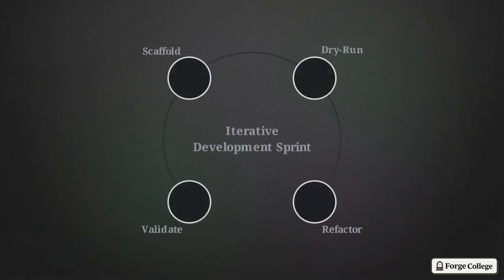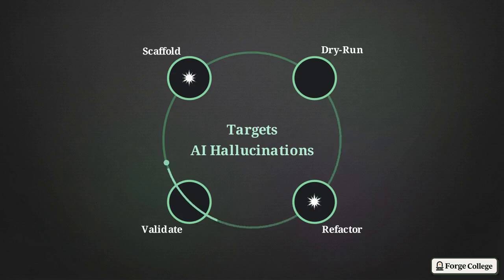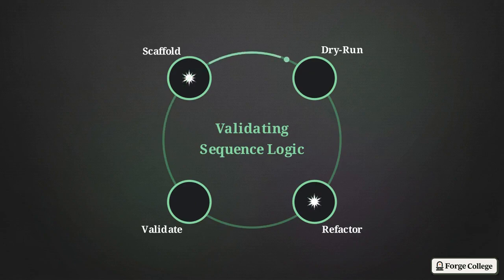This cyclical flowchart maps the iterative sprint for safe AI collaboration. We start with scaffold, move to dry run, refactor the code, and finally validate. This loop targets AI hallucinations through frequent verification, letting you test sequence logic before adding protocol-specific code.